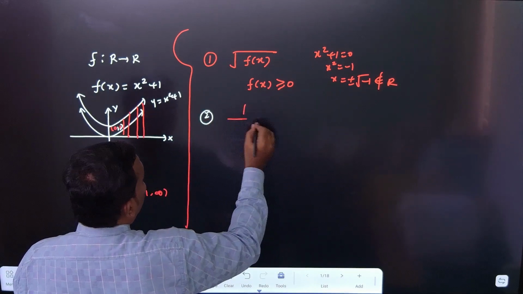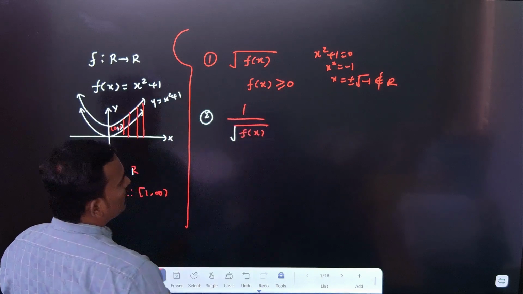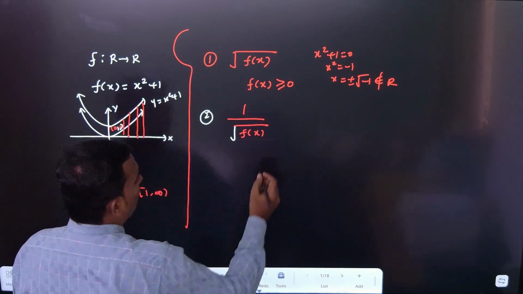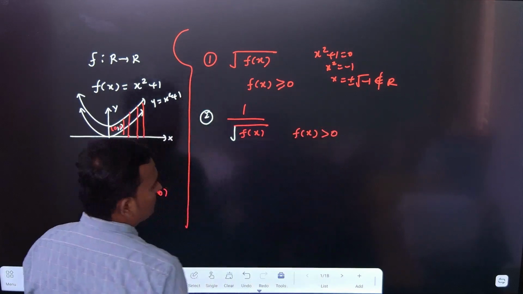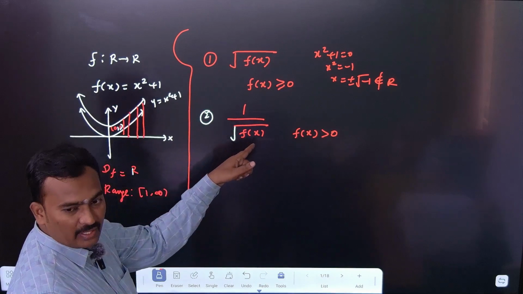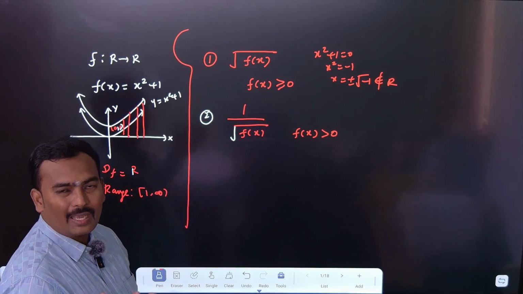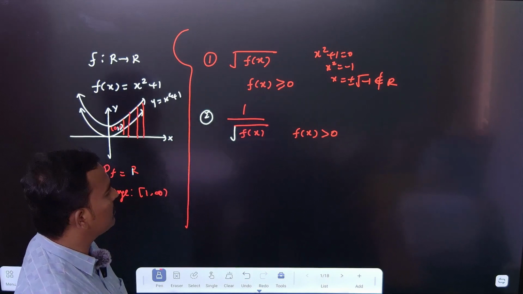Suppose you have a function like 1 by square root of f of x. How do we define this? Here f of x should be strictly greater than 0, because if you put f of x equal to 0, then 1 by 0 is not defined. Domain means you are collecting all the defined input values.